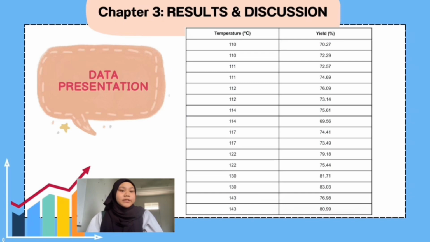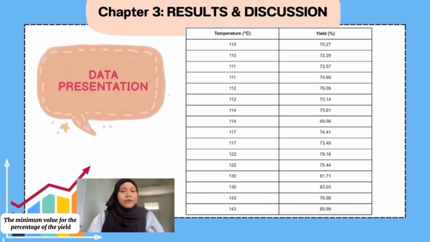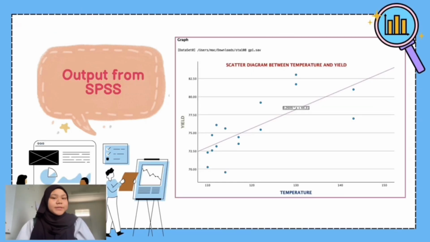So next, chapter 3, results and discussions. First, data presentation. This data shows the temperature and percentage of yield. The minimum value for temperature is 120 degrees Celsius and the maximum value for temperature is 143 degrees Celsius. The minimum value for the percentage of yield is 69.56% and the maximum value for the percentage of yield is 83.03%. Next, scatter plot from SPSS.